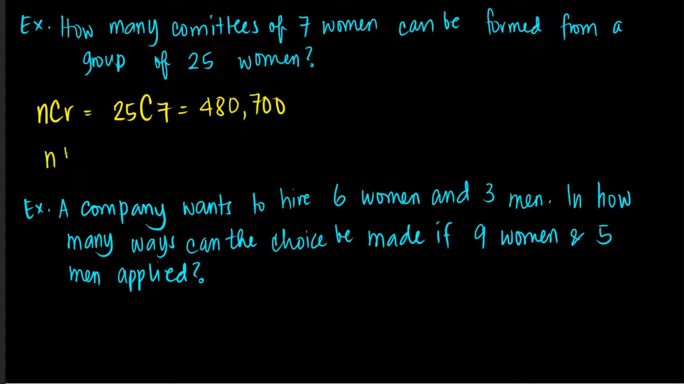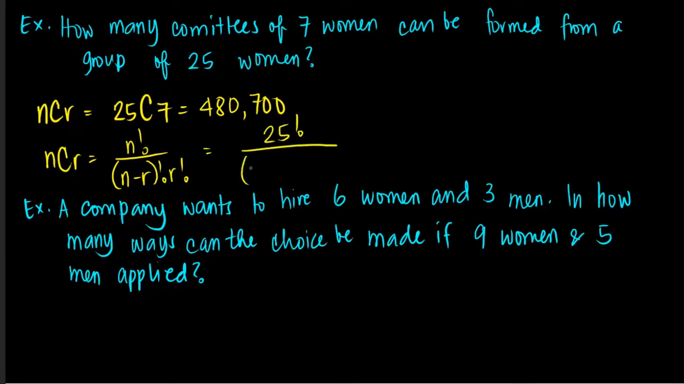Otherwise, if your calculator does not allow you to do this, you can use the formula n factorial over n minus r factorial times r factorial. So, n is 25 factorial, you have 25 minus 7 factorial, and then r is 7 factorial. 25 minus 7 is 18. So, 18 factorial, 7 factorial.